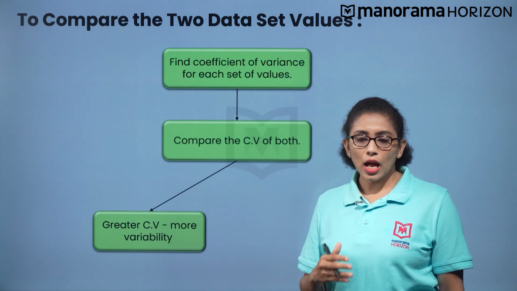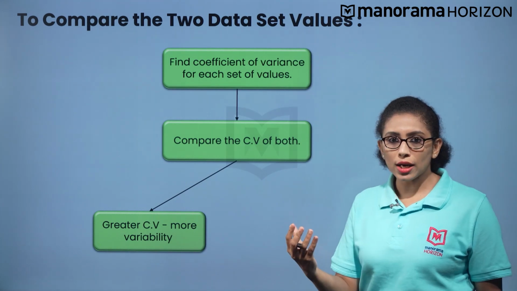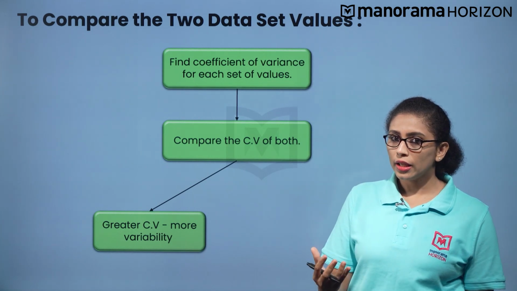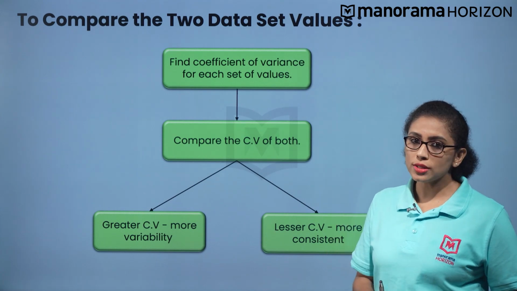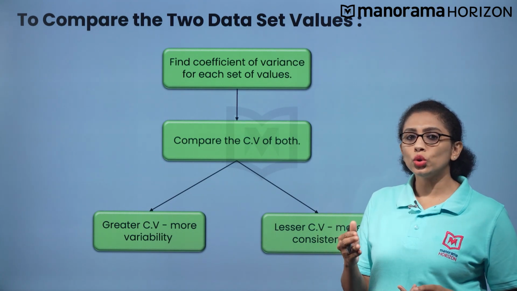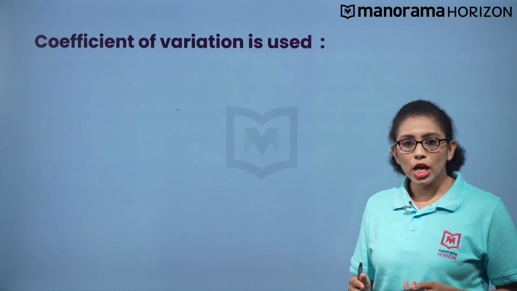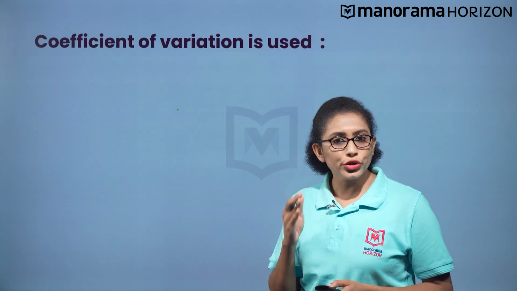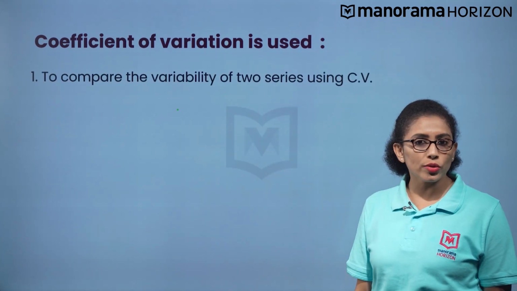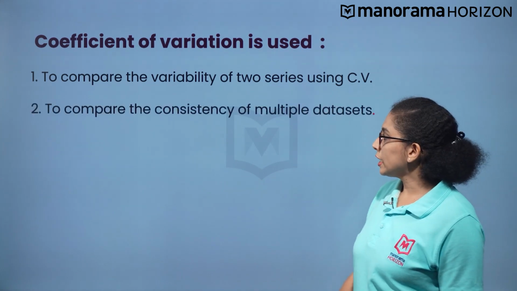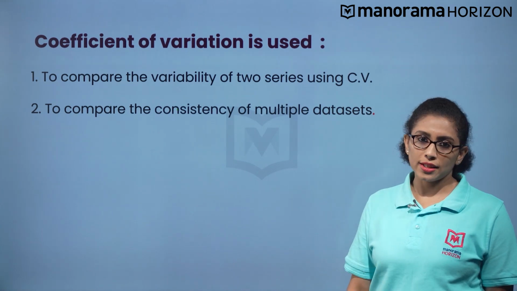other. Now, if we speak in terms of consistency, which series is more consistent, first or second? I would say the first series is more consistent because it is less variable due to its lower coefficient of variation. Thus, we can say coefficient of variation is used, first, to compare the variability of two series using CV. Second, to compare the consistency of multiple data sets.